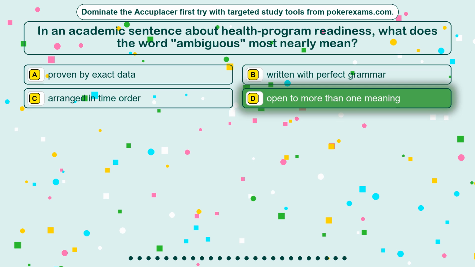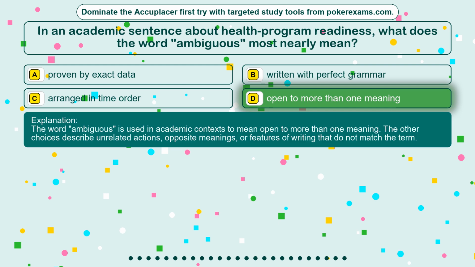The correct answer is option D. Open to more than one meaning. The word ambiguous is used in academic contexts to mean open to more than one meaning. The other choices describe unrelated actions, opposite meanings, or features of writing that do not match the term.